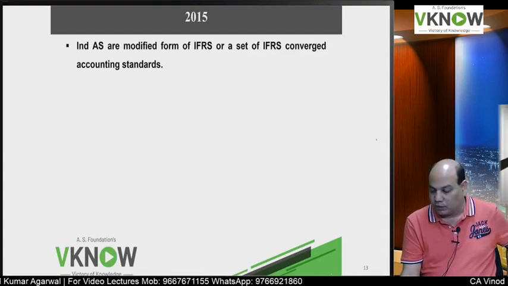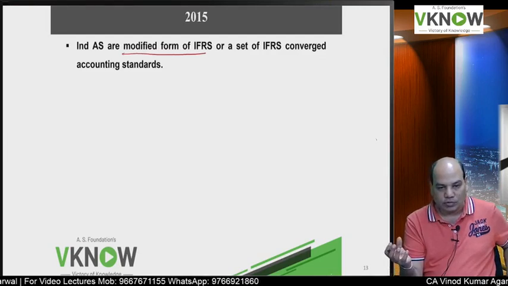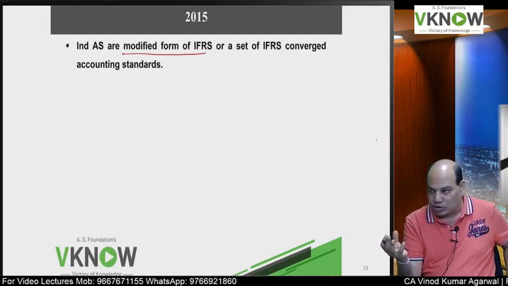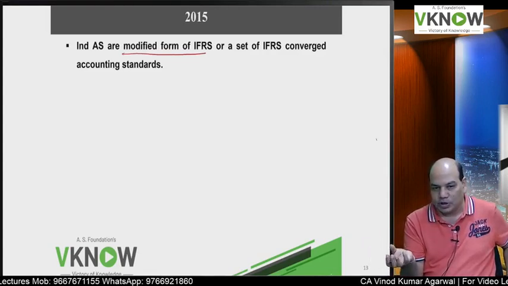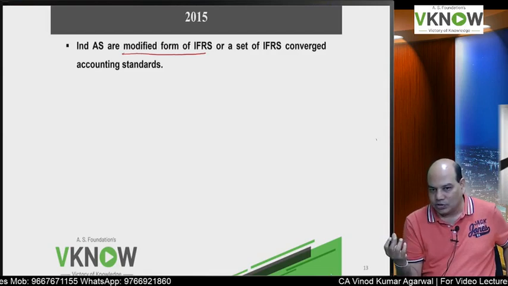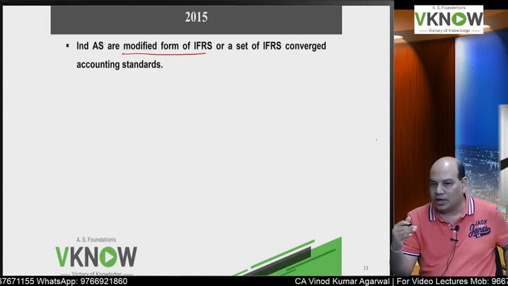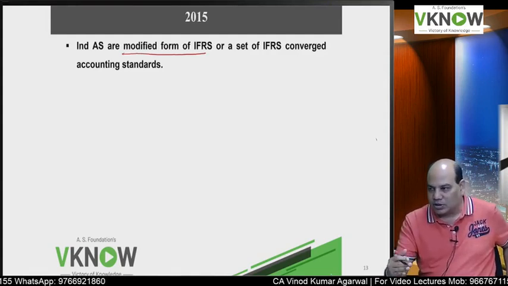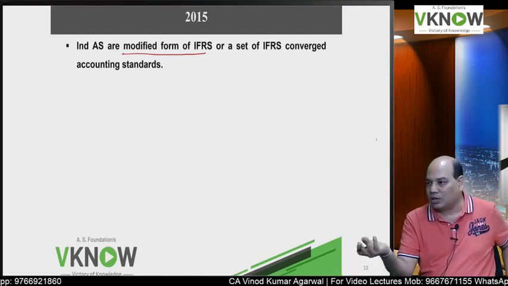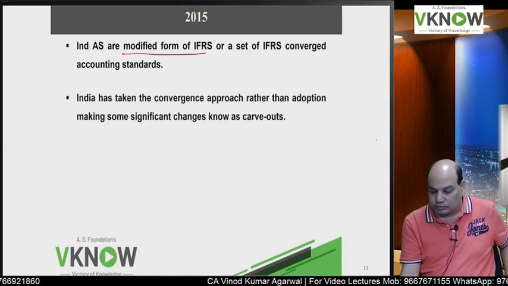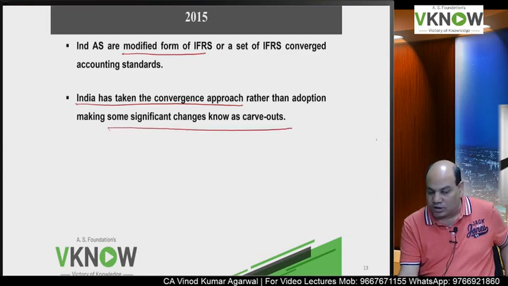So we'll come to 2015. Ind AS were a modified form of IFRS. So if they ask you in an interview, what is the difference between the converged version of IFRS and the adopted version of IFRS? Adopted means as it is. Converged means with some modification. Why modification? To suit the Indian legal, business, economic, political, social environment, but mostly legal and business environment. Okay. We have taken the convergence approach. We have made some changes.